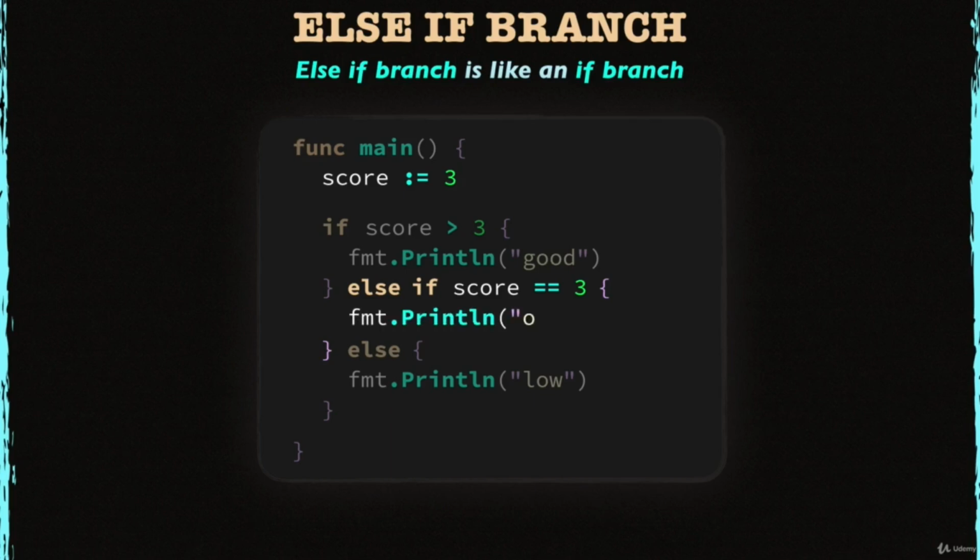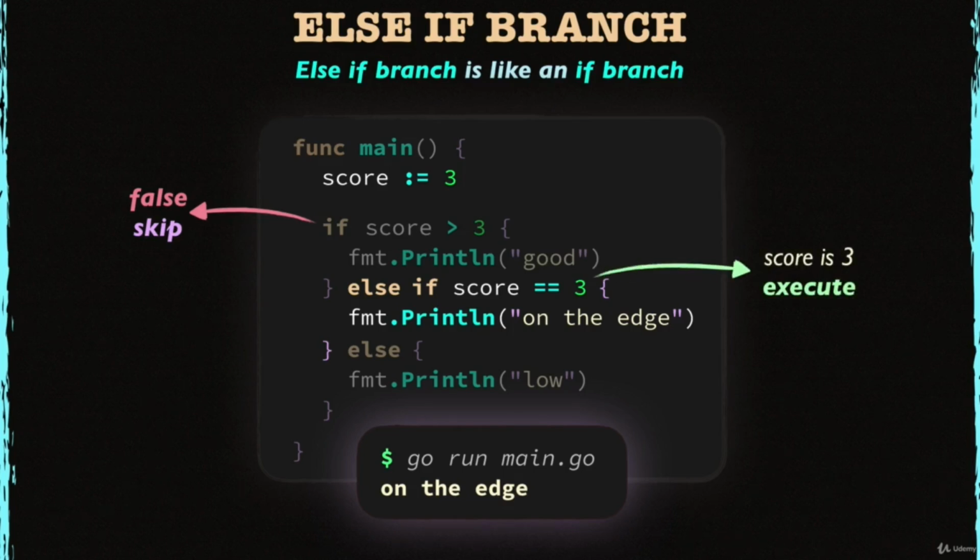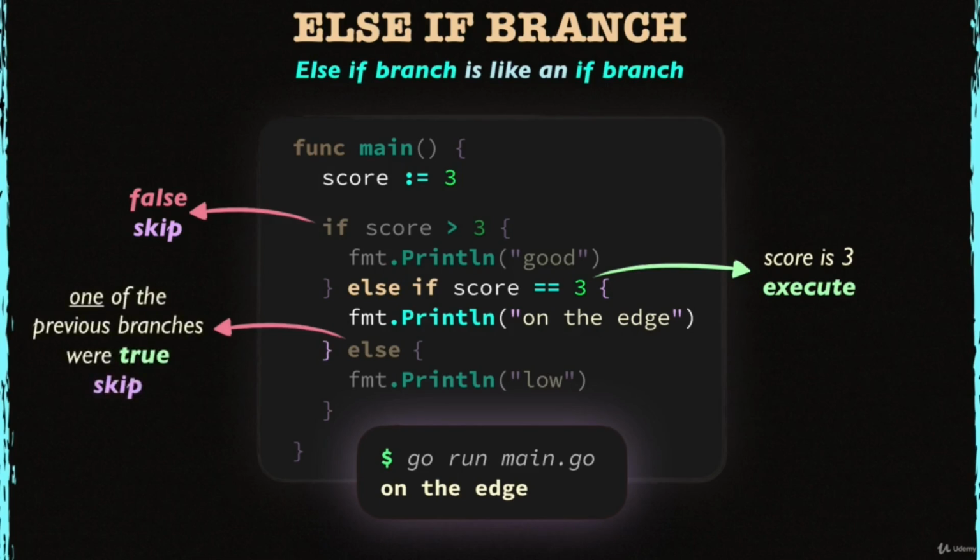Anyways, okay, let me run it. It prints on the edge. Cool. Now let me explain what's going on here. The score is not greater than 3, right? So the first if statement is skipped. And then else if branch's condition is checked. The score equals 3, so the else if branch is executed. And the else branch down below is skipped as well. That's because else if's condition was true. As I said, else branch is only executed when all the branches are false.